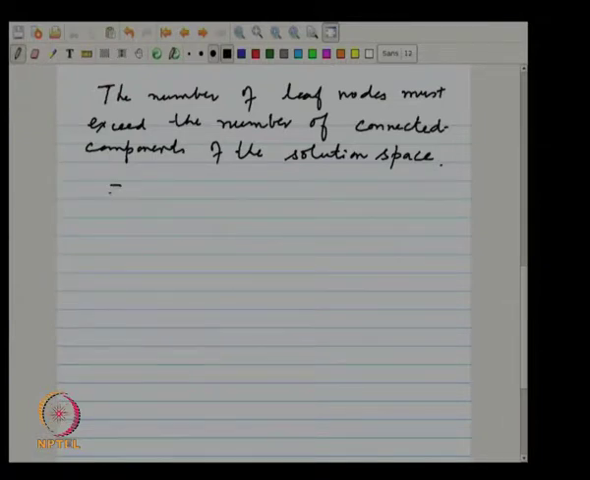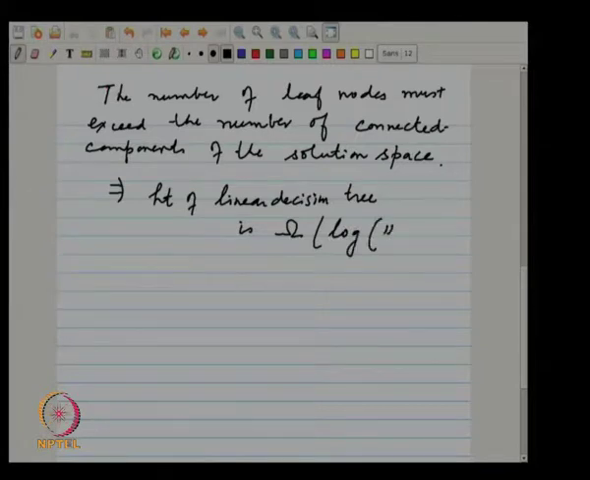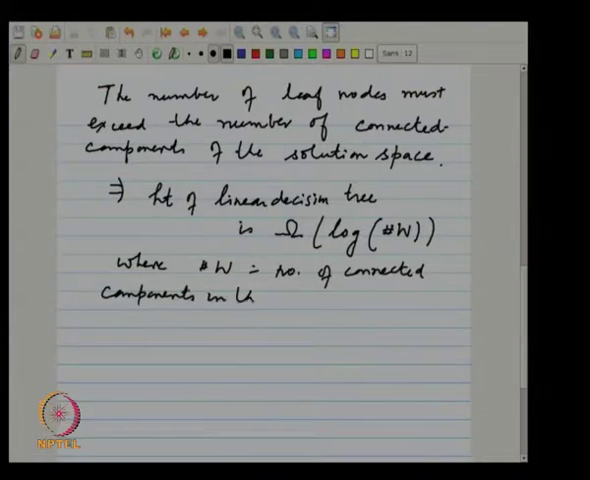Which means that the running time, or the height of this linear decision tree, is omega of log of the number of connected components of the solution space. So this is the summary of what we just observed.